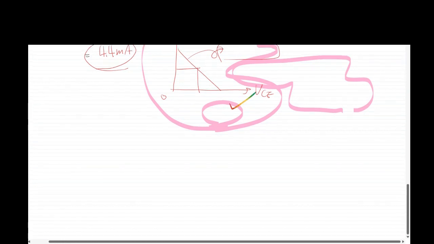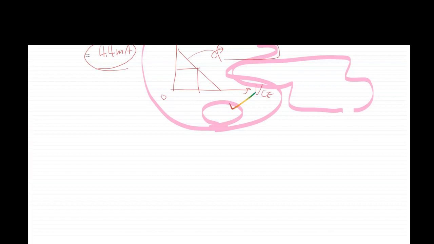All right. So now we have the last part of the transistor circuit. That is the voltage divider bias. The voltage divider bias. Okay. So voltage divider bias.